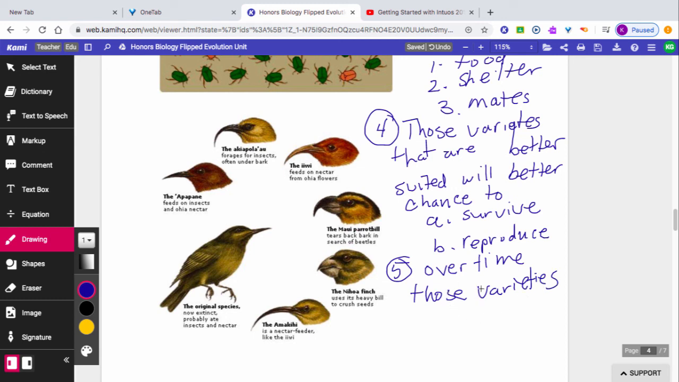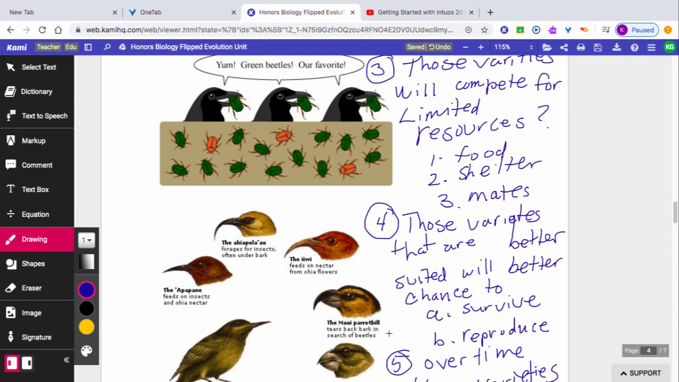I'll spell it differently in each one. Those varieties will become more popular. Popular in terms of numbers.